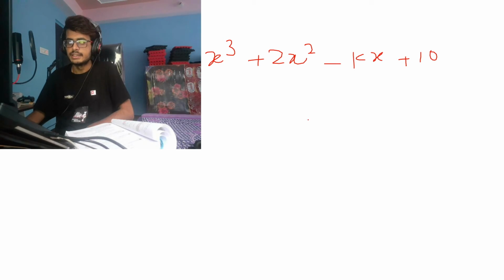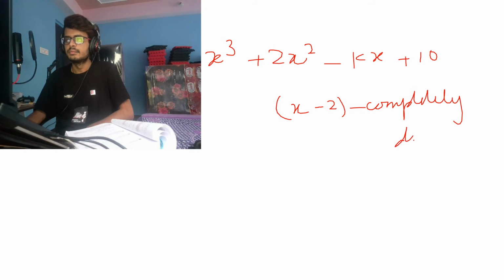Okay, so I'll give you a question that is an ISC question. It's very simple. So try to solve it and tell me the value. x cube plus 2x square minus kx plus 10. Okay, this is divided by x minus 2, and it is completely divided. Now you need to find the value of k. So what is the value of k?